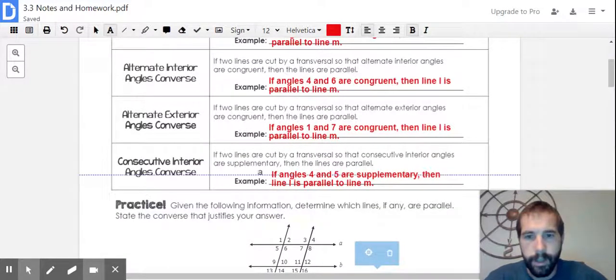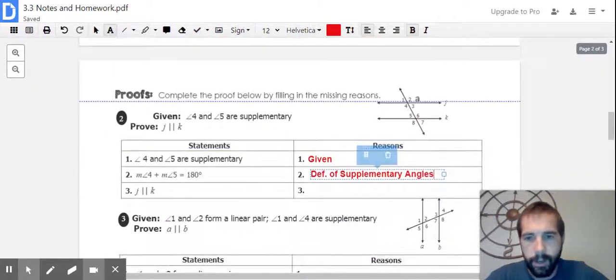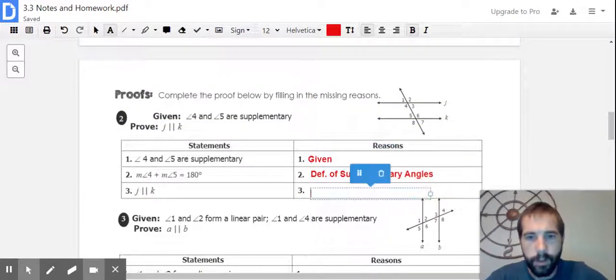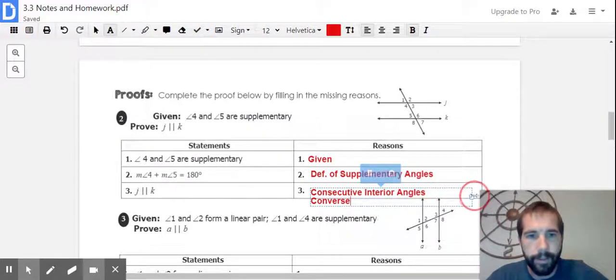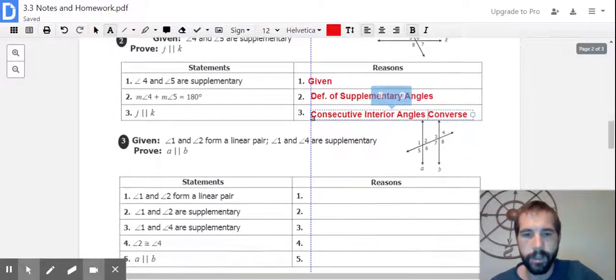So it says, if two lines are cut by a transversal so that the consecutive interior angles are supplementary, then the lines are parallel. Well, isn't that exactly what happened here? Angles 4 and 5 are supplementary. So therefore, by the consecutive interior angles converse, line J would be parallel to line K. Okay, so that's how we would do a formal proof using these converses.